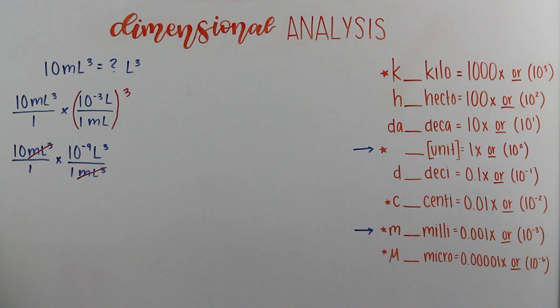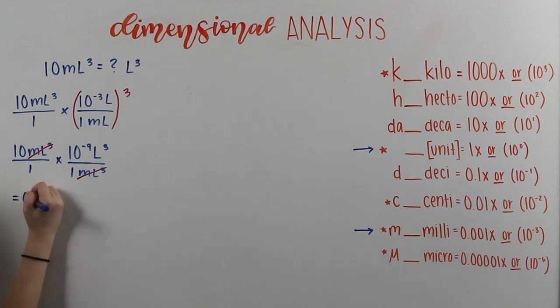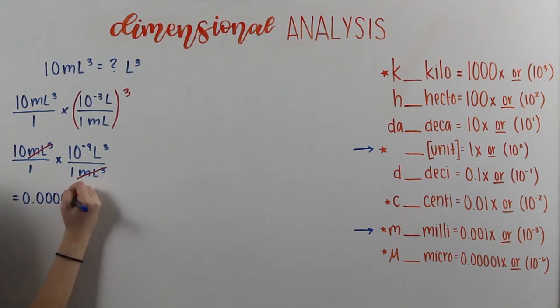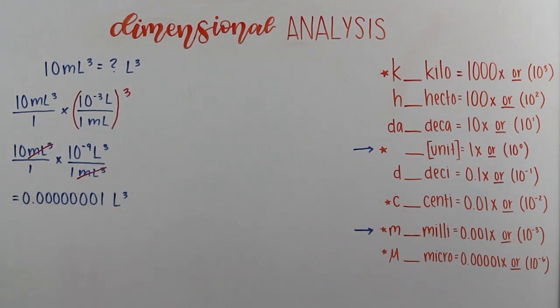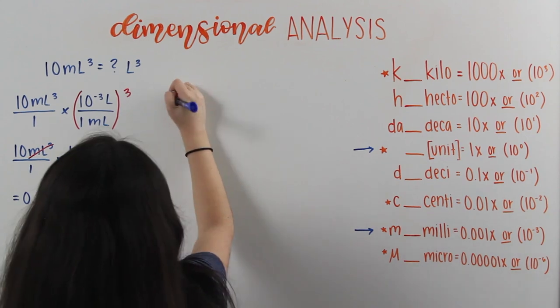Multiplying the top and dividing the bottom, or 10 times 10 to the negative 9, will result in 0.00000001 liters cubed, or instead we could write it as 1 times 10 to the negative 8.